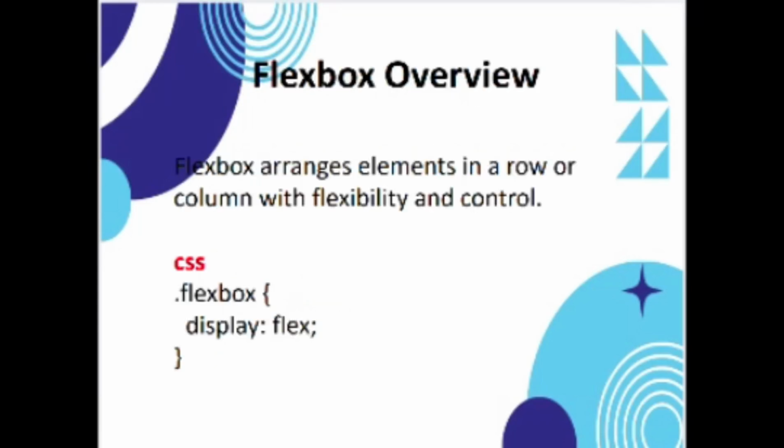Now let's see about Flexbox. Flexbox arranges elements in a row or column with flexibility and control. Flexbox allows items in a container to be distributed along a single axis, either row or column, giving you alignment control and spacing flexibility. It is perfect for 1D layouts like navbars or button groups. Let's see an example here. Display set to flex, which means it will arrange all the elements side by side with some spacing.